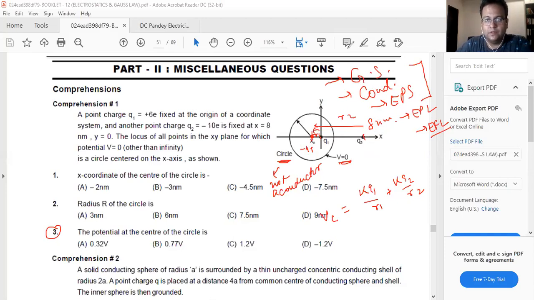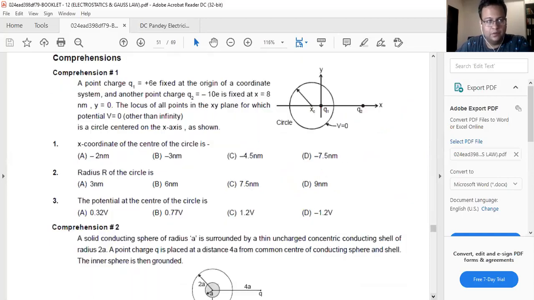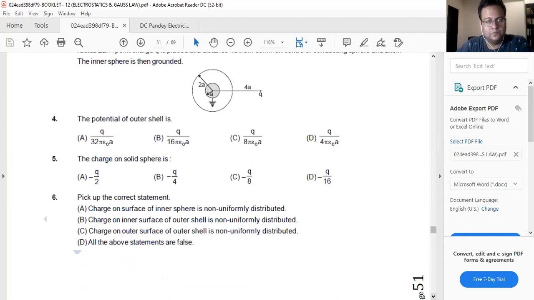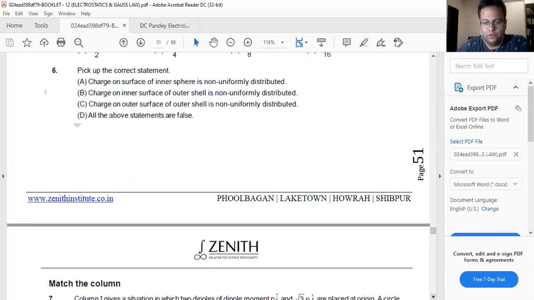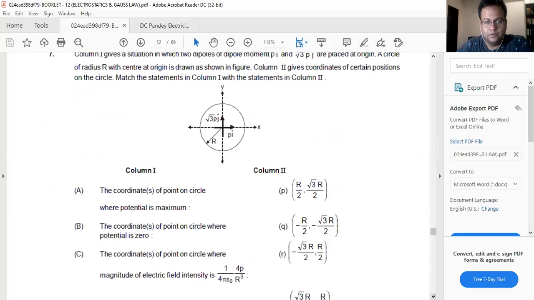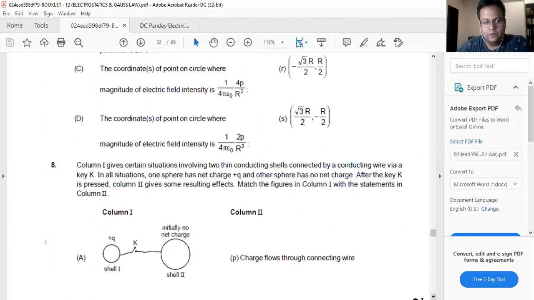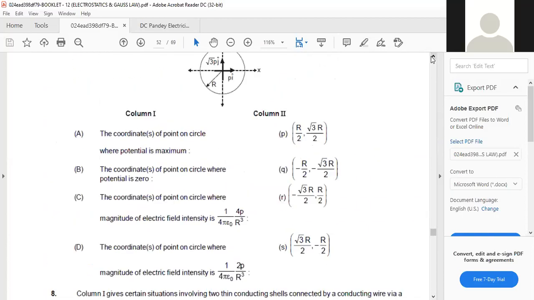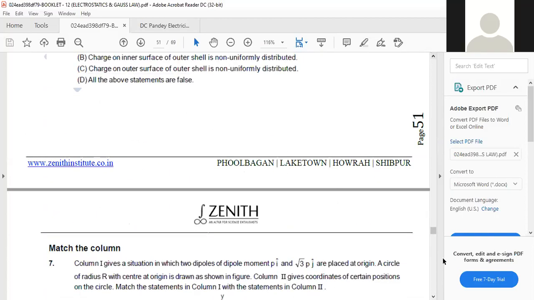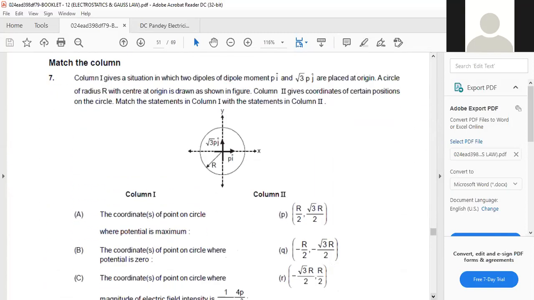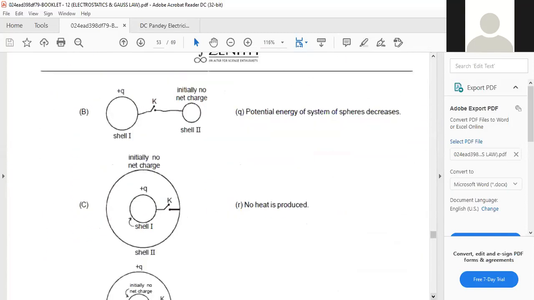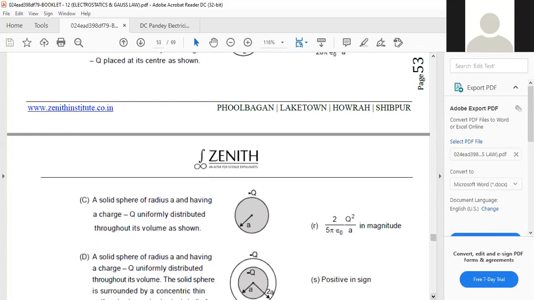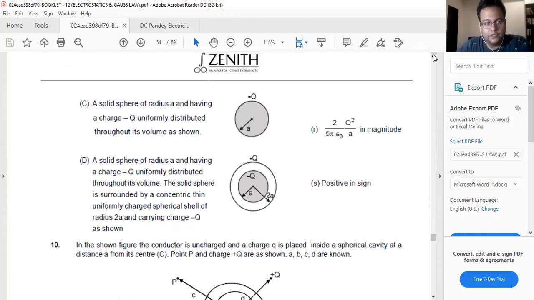Next. Any other doubts? Objective questions? Sir, can you discuss number 10? So 7C and D. 7C.